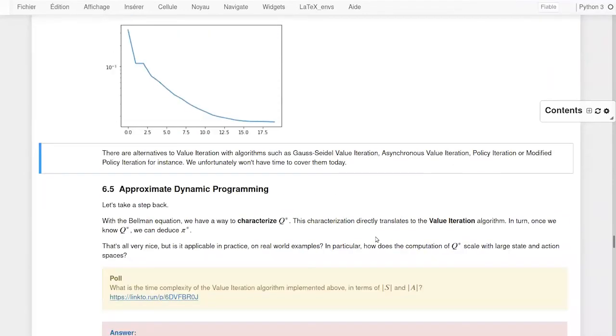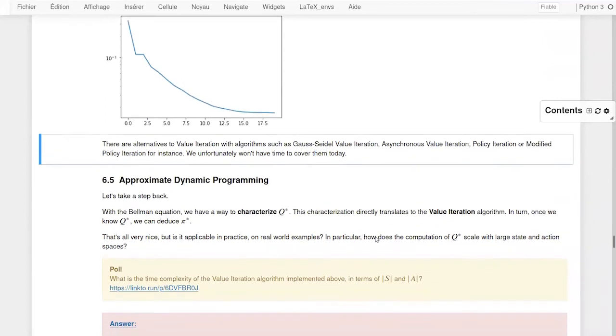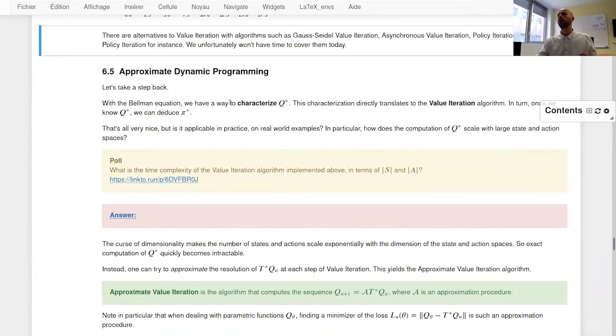So let's take now a step back. With the Bellman equation, we have a way to characterize Q star. This characterization directly translates to the value iteration algorithm because of that contraction mapping. In turn, once we know Q star, we can deduce pi star. Okay, well, that's all very nice, but an important question is: is it applicable in practice on real world examples? In particular, how does the computation of Q star scale with large state and action spaces?